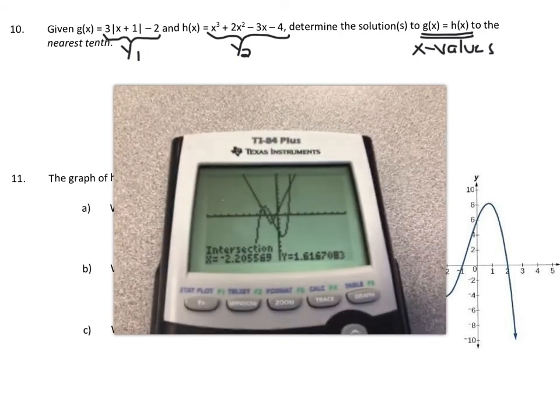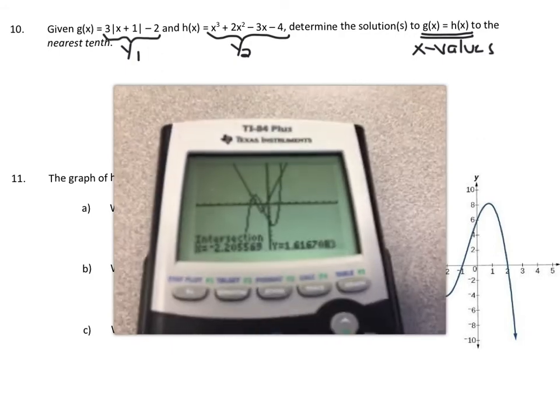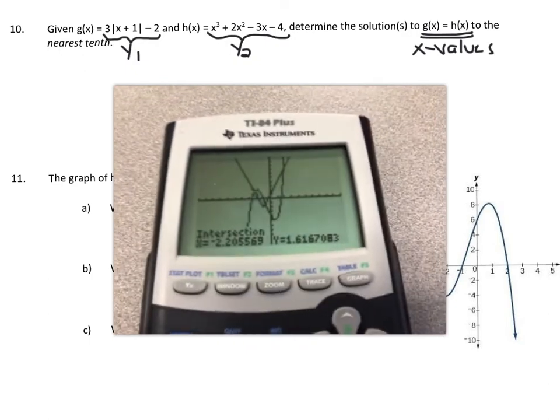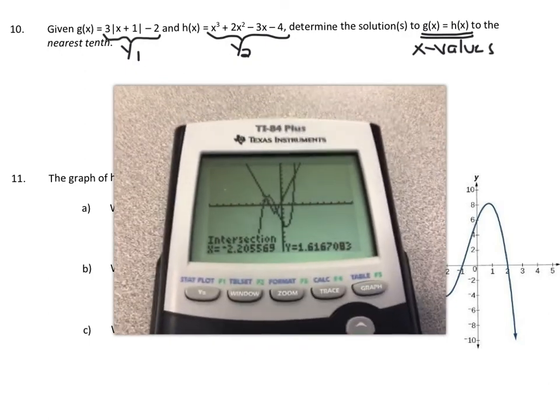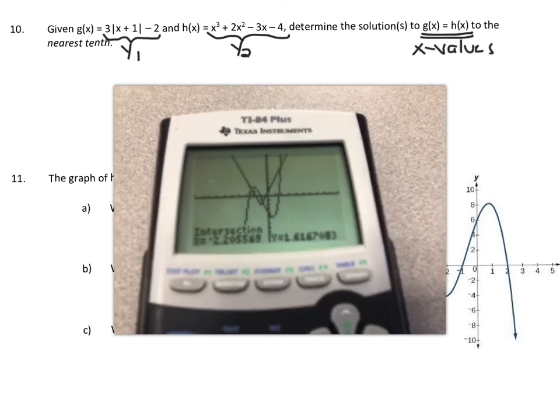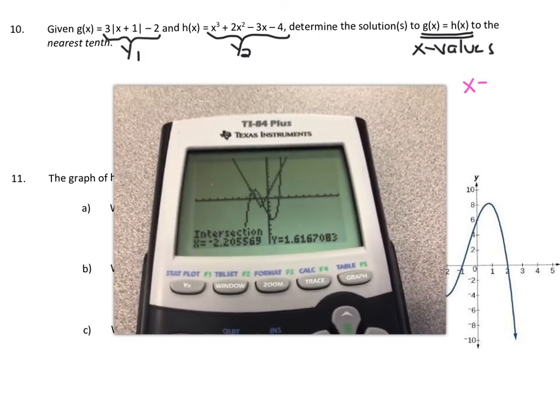For some reason on my answer key, I have negative 2.1. So that's a mistake. I'm going to have to change that. All right, so I will do that. Hopefully by the time you watch this video, it will be corrected on my answer key, but we'll see. Okay, so that's x equals negative 2.2.